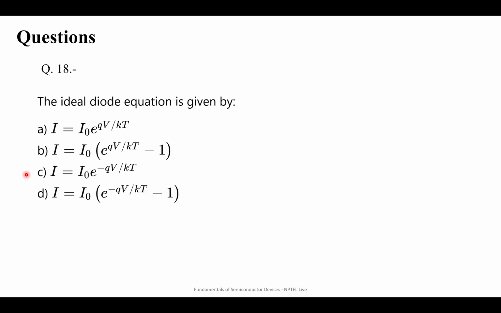The ideal diode equation is given by: I equals I naught e power qV by kT; I equals I naught e power qV by kT minus 1; I equals I naught e power minus qV by kT; I equals I naught e power minus qV by kT minus 1.